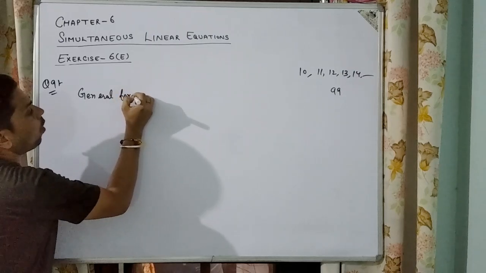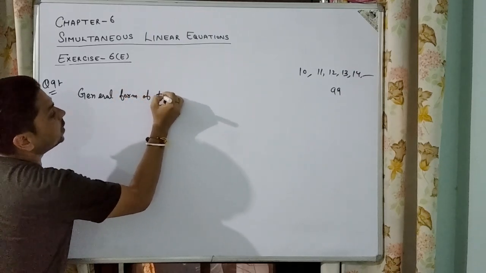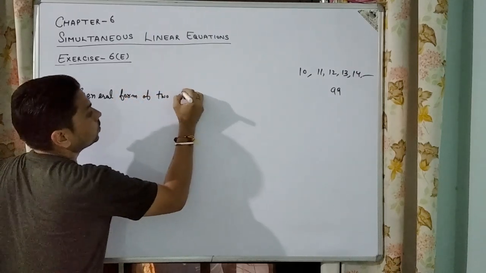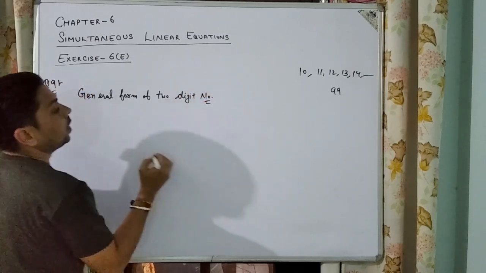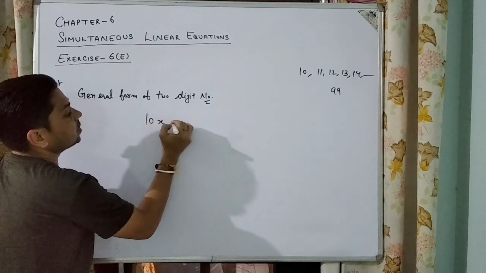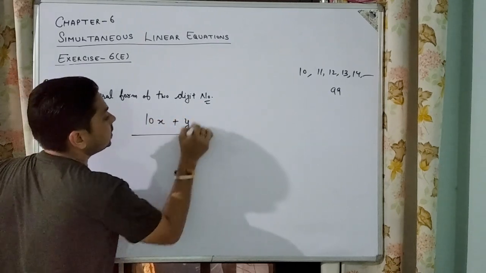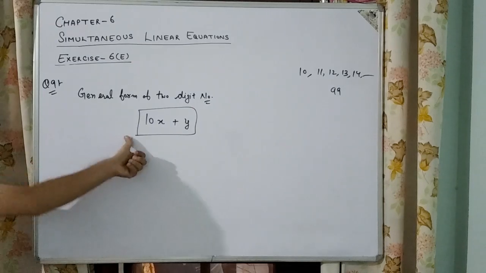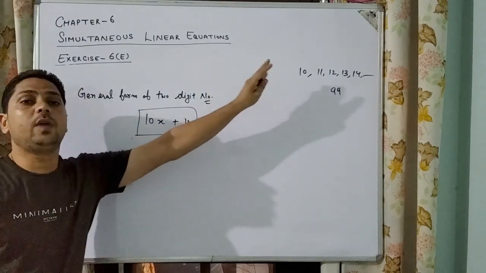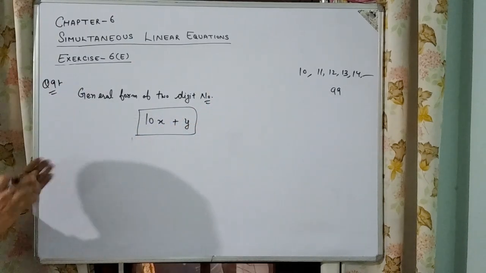General form of a two-digit number. It is 10x plus y. This is the general form of your two-digit number. Now substitute the value of x and y, and you will have the two-digit number.